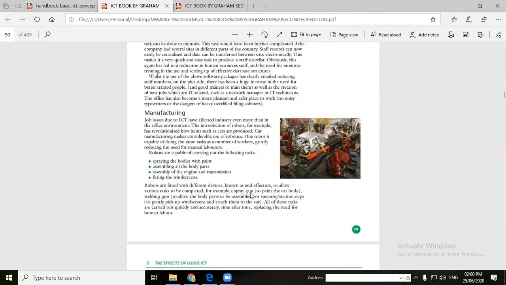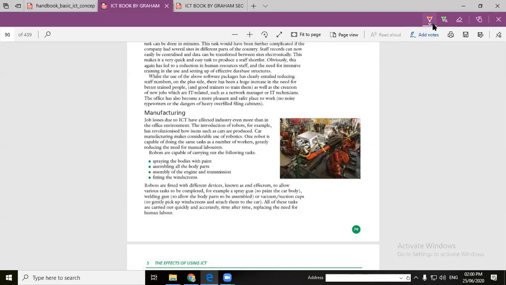Those devices allow various tasks to be completed. For example, a spray gun to paint the car body, a welding gun to allow the body parts to be assembled, or a vacuum suction cup to gently pick windscreens and attach them on the car. All of these tasks are carried out quickly and accurately, time after time, replacing the need for human labor. That is another effect, on human labor. And remember, you are still looking at how ICT has affected the human environment in a negative way.